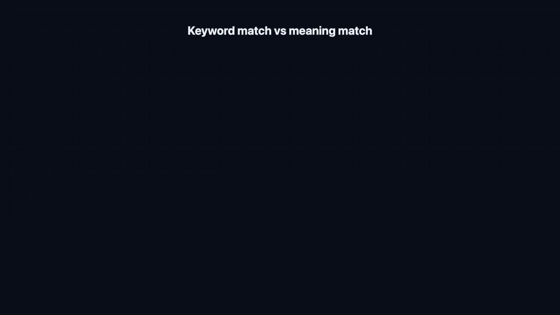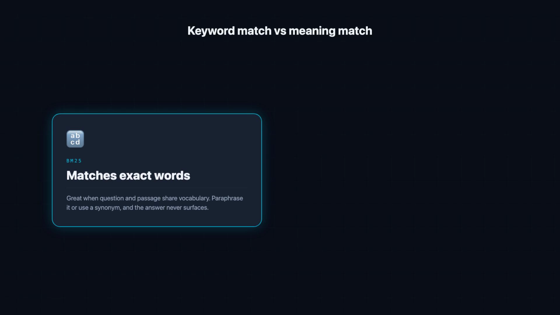To feel why DPR mattered, put it next to the keyword approach it was built to beat. Classic search like BM25 matches exact words. When your question and the answer passage happen to share vocabulary, it works beautifully and fast. But paraphrase the question even slightly, or reach for a synonym the passage never mentions, and the relevant text simply never surfaces. The engine has no notion of meaning, only of overlapping tokens.